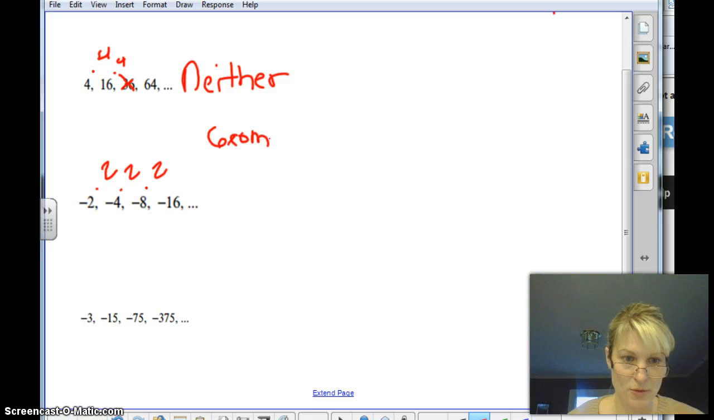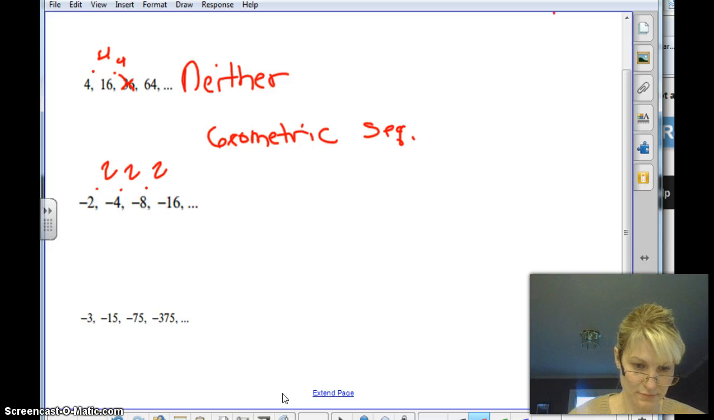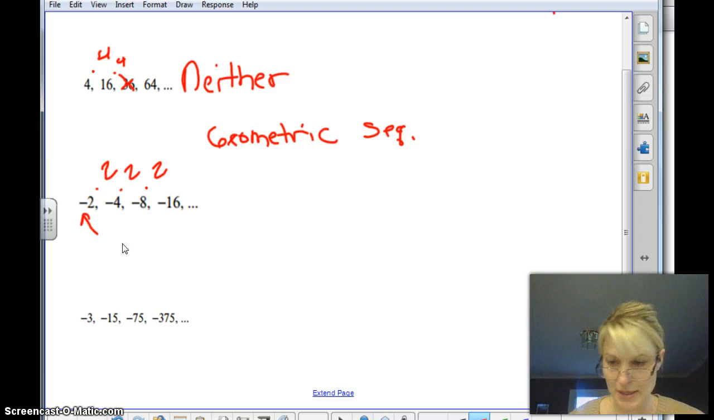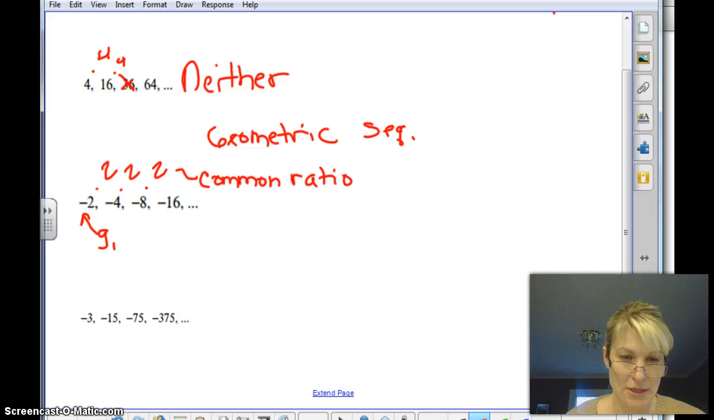And the equation is somewhat similar to our arithmetic in that we have this is still our first term, but instead of calling it a sub 1 for arithmetic, what do you suppose we would call it? That's right, g sub 1. And then instead of this being the common difference, we call this the common ratio. And then n stays the same. n is the term you're trying to find, or the term you're focusing on.